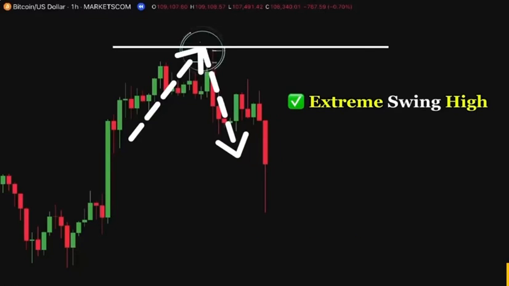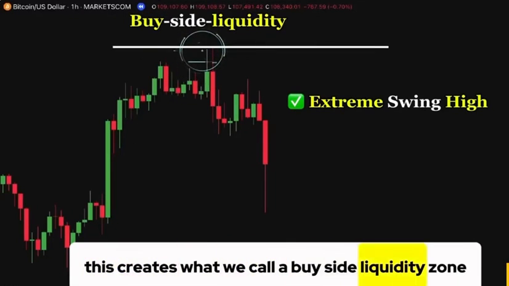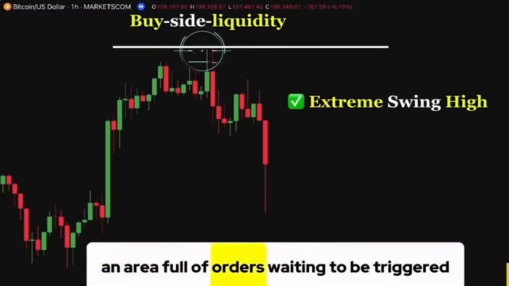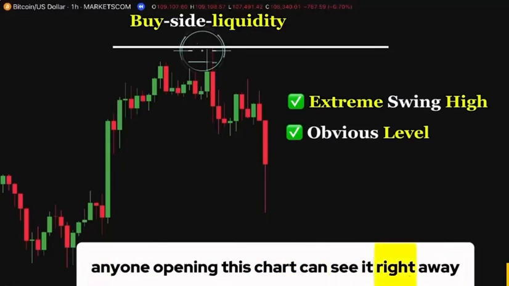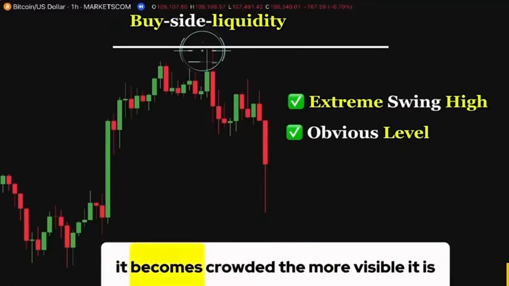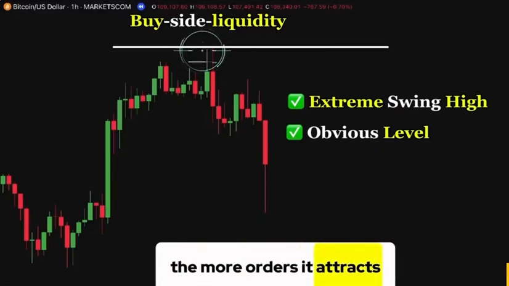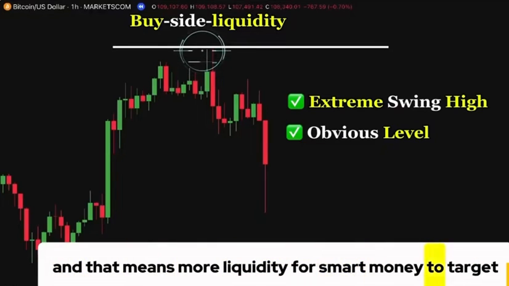losses above it. This creates what we call a buy-side liquidity zone, an area full of orders waiting to be triggered. Now look closer. This level is also obvious. Anyone opening this chart can see it right away. And when a level is obvious, it becomes crowded. The more visible it is, the more orders it attracts, and that means more liquidity for smart money to target.